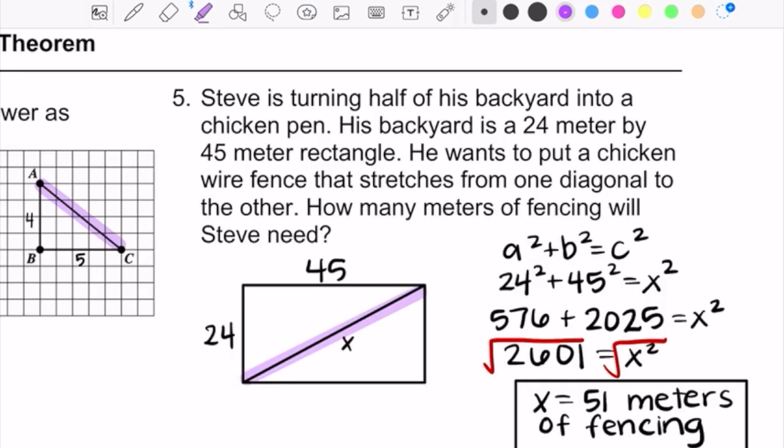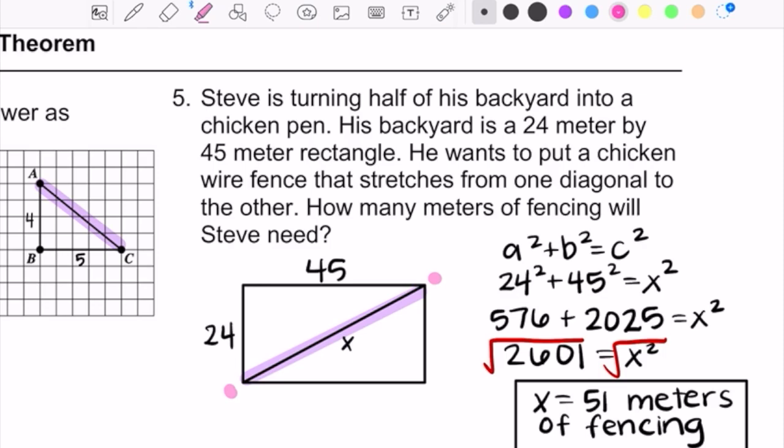And you guys, the last example in your notes today is a word problem. It's a little bit tricky because you don't get given a picture. Steve is turning half of his backyard into a chicken pen. His backyard is a 24 meter by 45 meter rectangle. He wants to put a chicken wire fence that stretches from one diagonal to the other. So it's good to know that diagonals go across shapes. So it goes from corner to corner, or vertex to vertex, for 2 non-consecutive vertices. How many meters of fencing will Steve need?